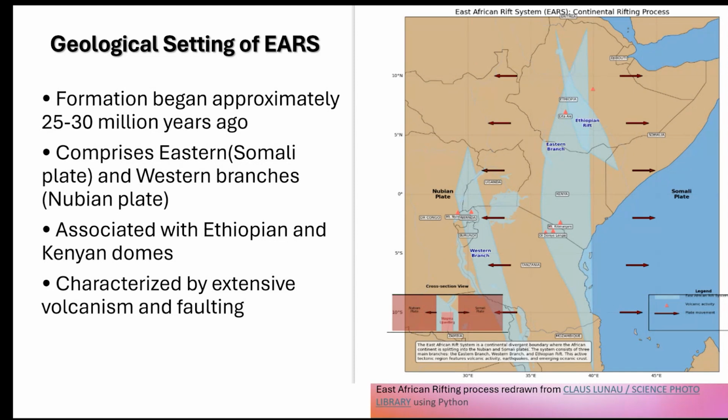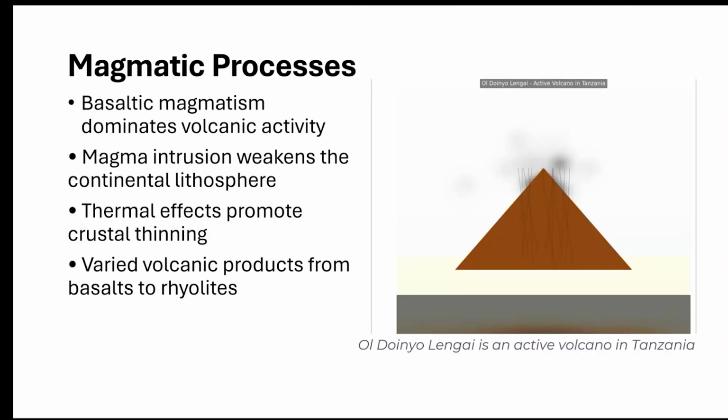It's also characterized by extensive volcanism and faulting. What this means is this rift actually starts due to the mantle movement from the asthenosphere as it's moving upward. This is a cartoon picture I tried to create to show an active volcano that is ongoing right now in Tanzania. It's called Oldoinyo Lengai, something like that. I'm not sure if I got the pronunciation properly.